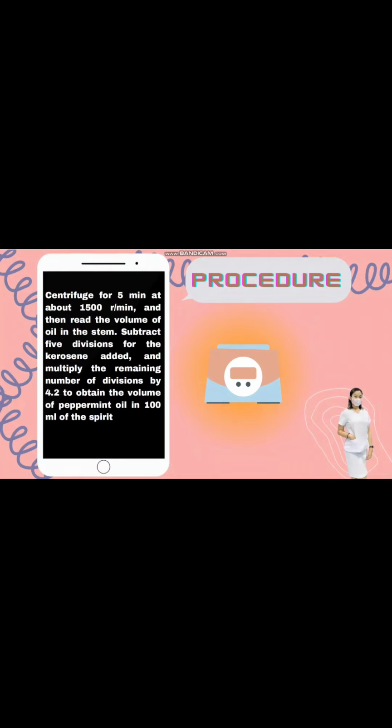Next, centrifuge for 5 minutes at about 1,500 revolutions per minute, and then read the volume of oil in the stem. Subtract 5 divisions for the kerosene added, and multiply the remaining number of divisions by 4.2 to obtain the volume of peppermint oil in 100 ml of the spirit.